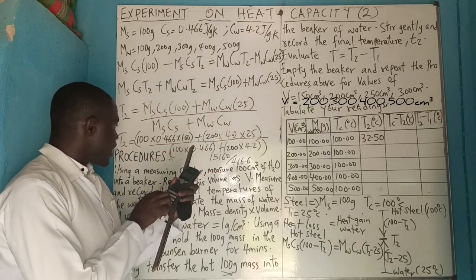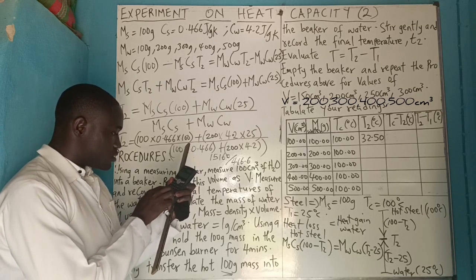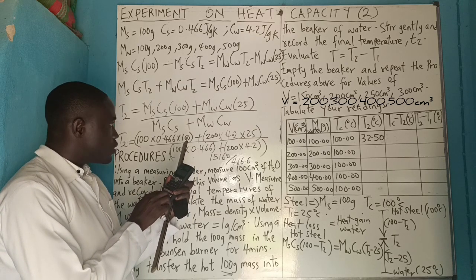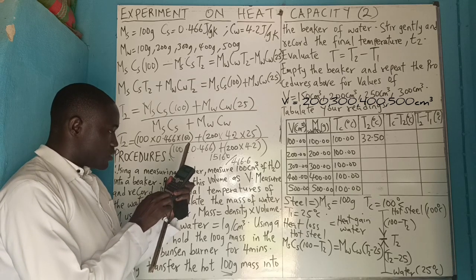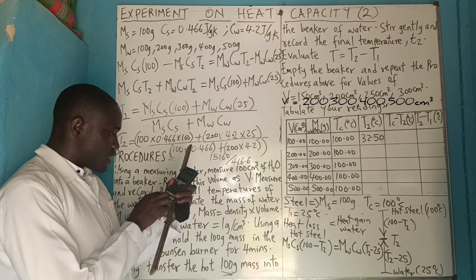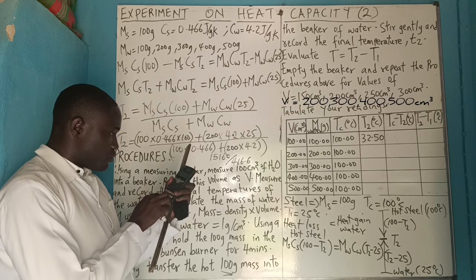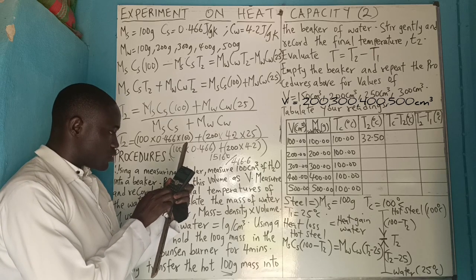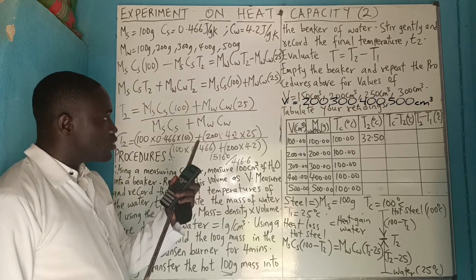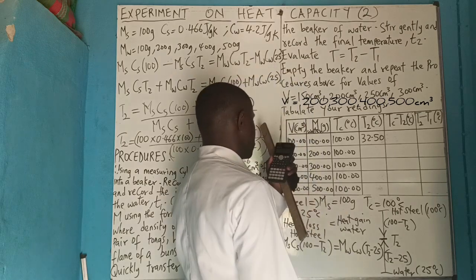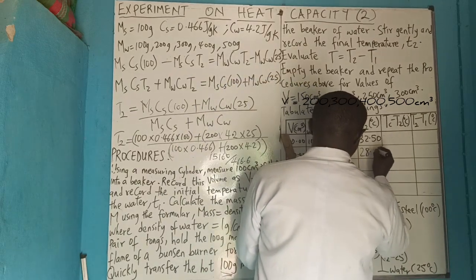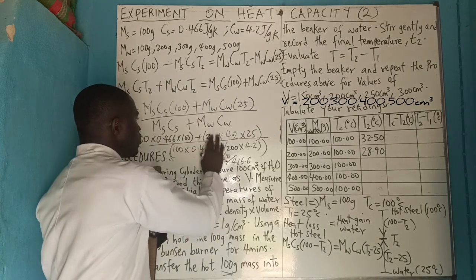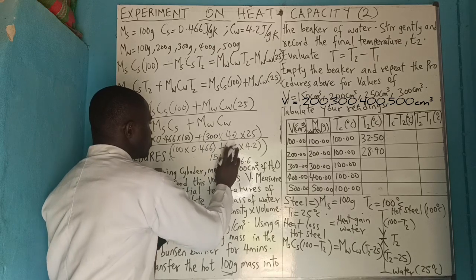Bracket, 100 times 0.4 cc times 100 plus bracket 200 times 4.2 times 25, divided by (100 times 0.466 plus 200 times 4.2). We'll be having 28.9. Okay, we go again. Change here to what? 300. Change here to 300.